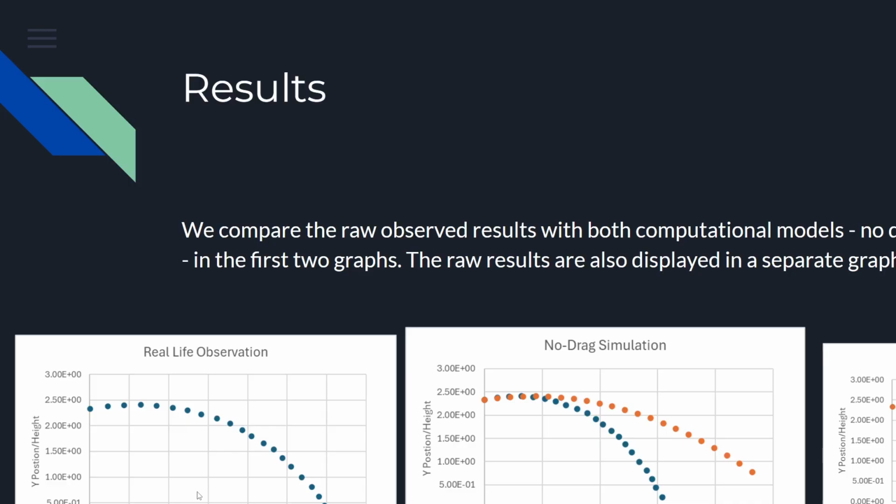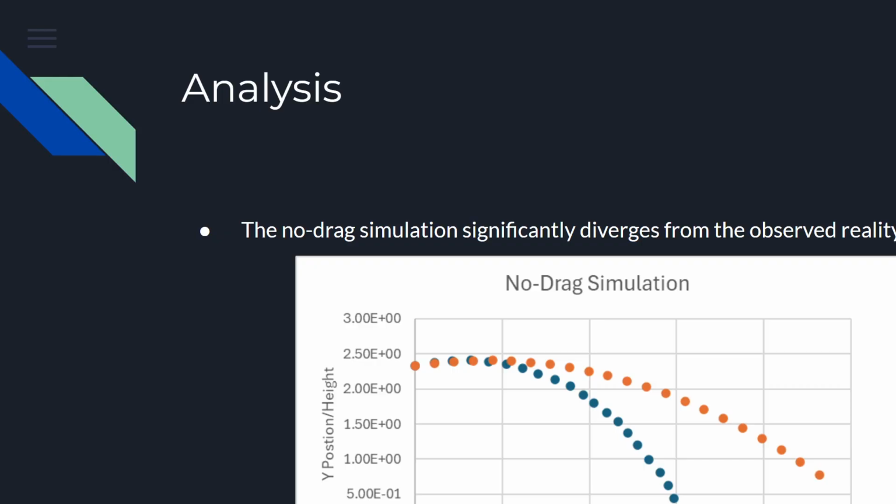These are our results. So you can see the real life observation, the no drag simulation, and the with drag simulation. And here's the analysis. The no drag simulation diverges significantly. The x lands somewhere around 3 meters, but the simulated one ends up around 5 meters away.